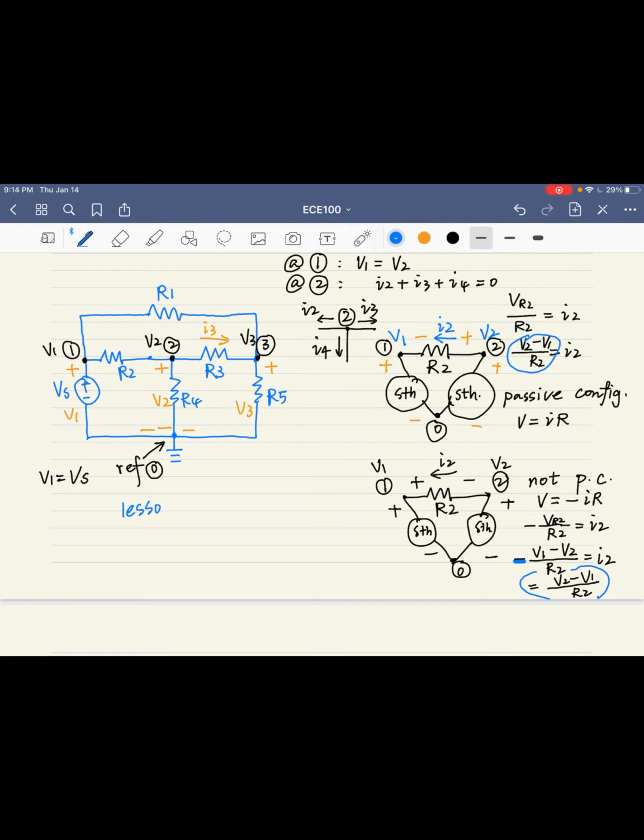So the lesson we learn here is that the reference polarity does not affect your result.